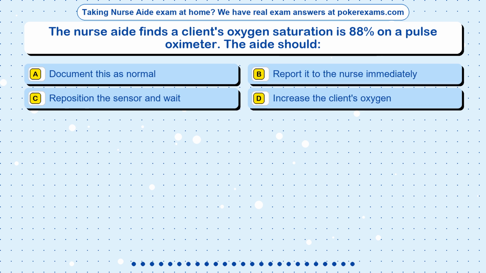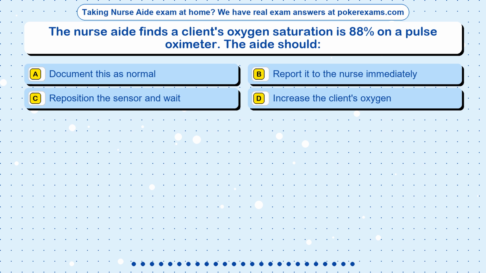Question 8. The nurse aide finds a client's oxygen saturation is 88% on a pulse oximeter. The aide should: Option A. Document this as normal. Option B. Report it to the nurse immediately. Option C. Reposition the sensor and wait. Option D.